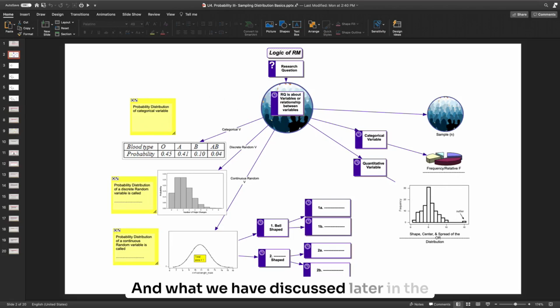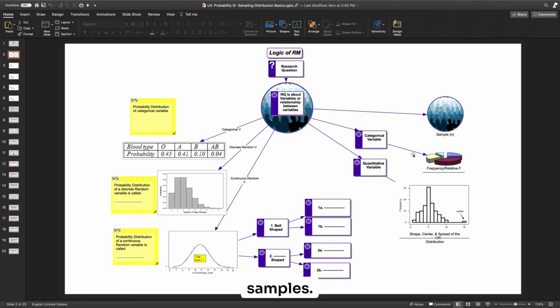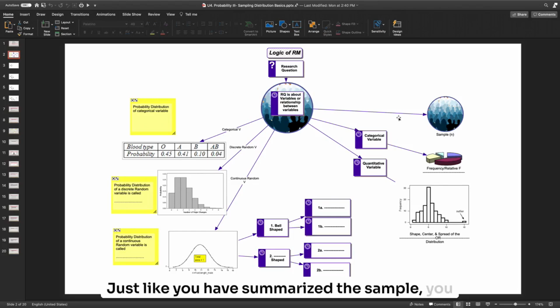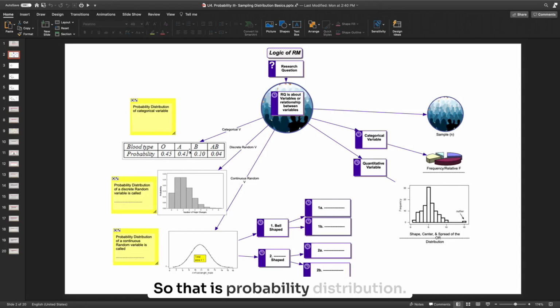And what we have discussed later in the probability chapter is, well, this is for samples, right? What if we know the population? If we know the distribution of the variables in the population, then how would that look? Well, that would look just like this. If there is a categorical variable, then just like you've summarized the sample, you also summarize the variables in the population by just listing all possible values and providing the probabilities. So that is probability distribution.